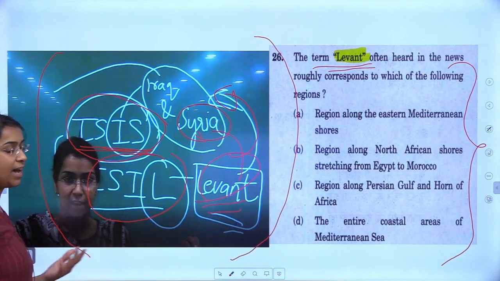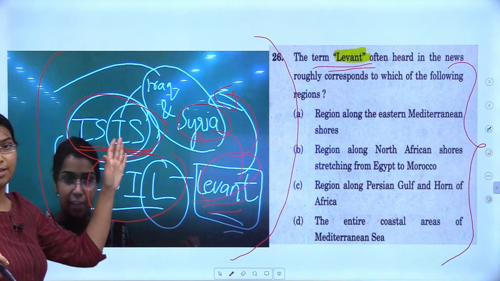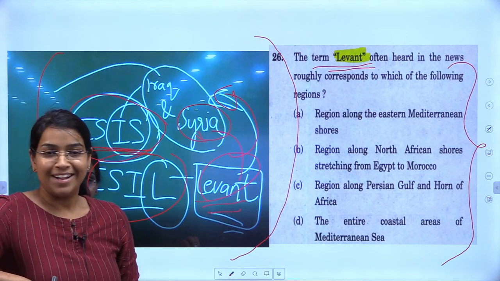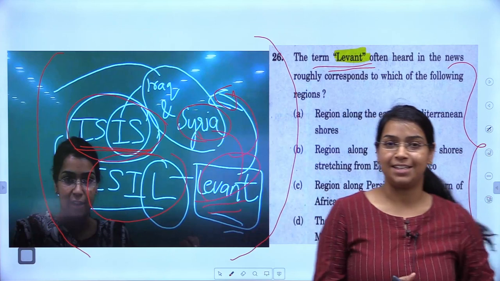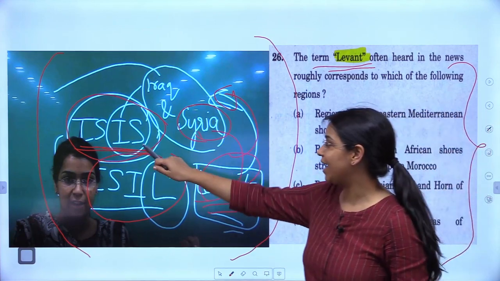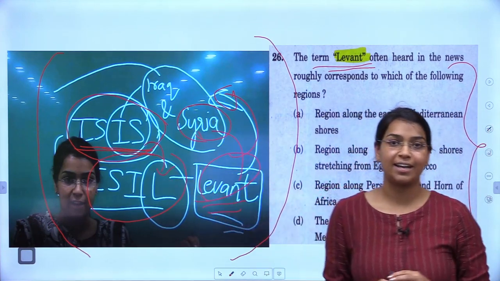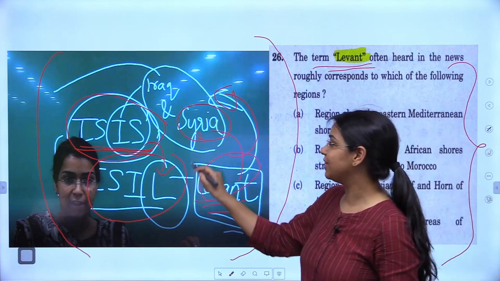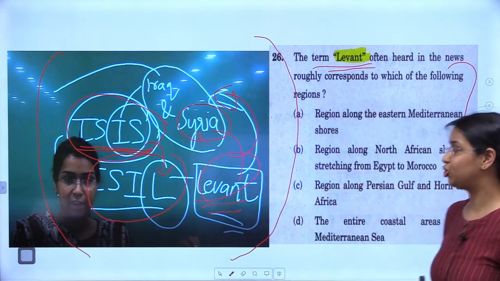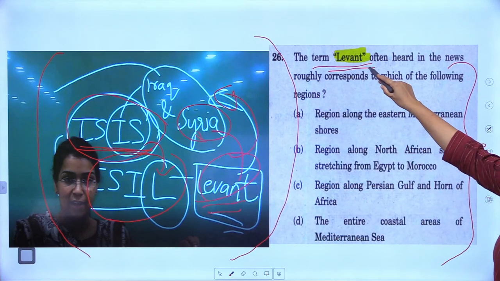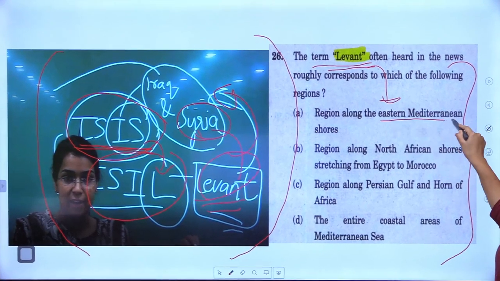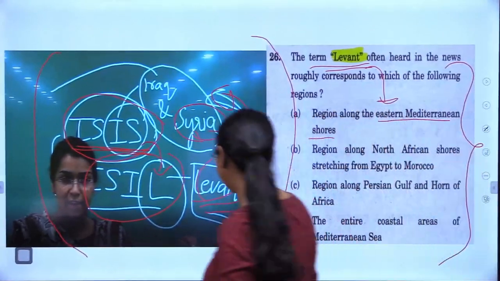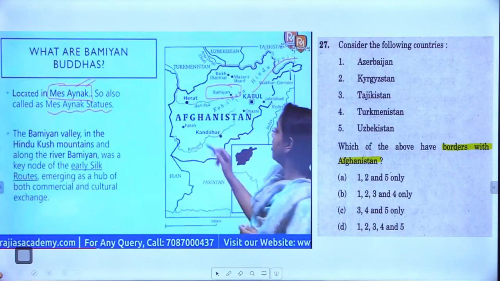ISIS ki full form kya hai? You all know, Islamic State of Iraq and Syria, right? And it is also known as Islamic State of Iraq and Levant. So that means Levant is equivalent to Syria, and that shows that Levant refers to the eastern Mediterranean shores, right? So that is what the first question is.